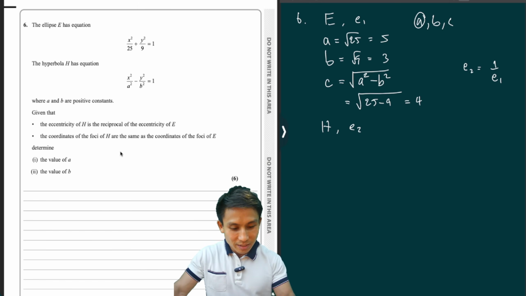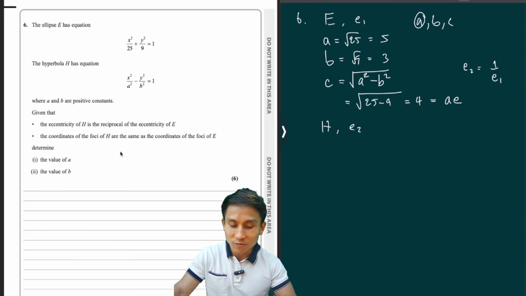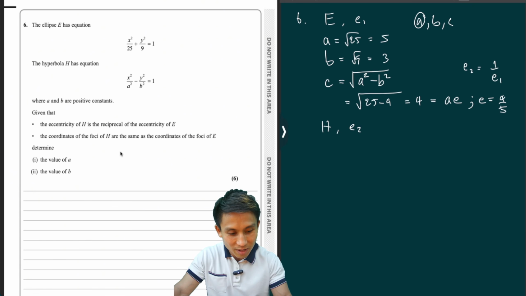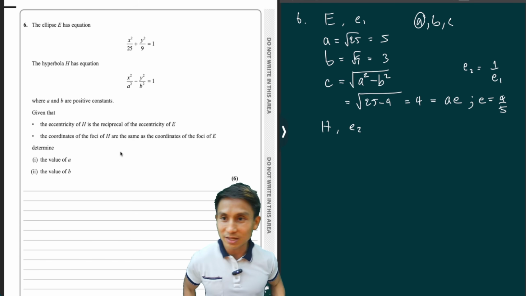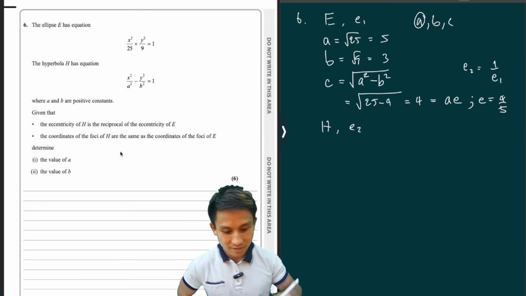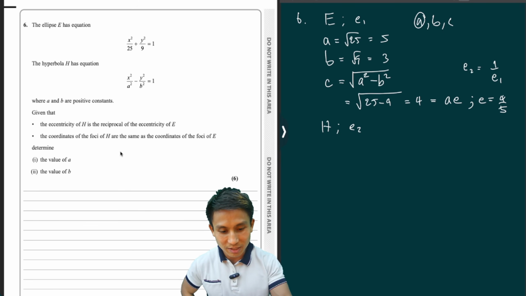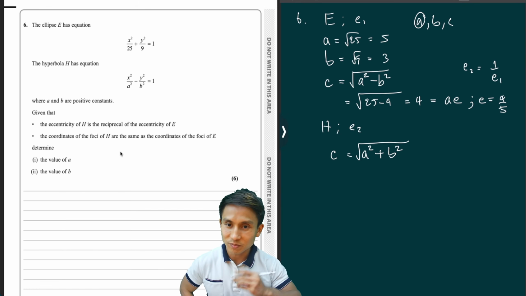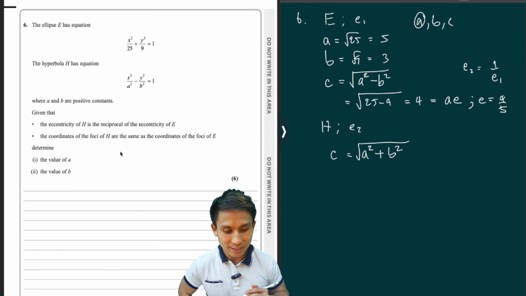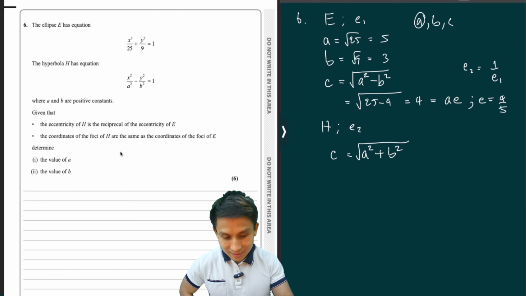And this happens to be a times e for the ellipse. Because a is already 5, therefore e is 4 over 5. The eccentricity of the ellipse is 4 over 5. We can do the same for the hyperbola. The c of the hyperbola will be the square root of a squared plus b squared, because they already give you a and b there. And the c here also happens to be ae.